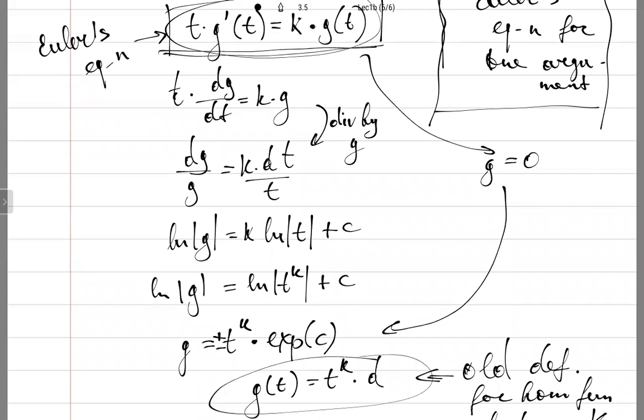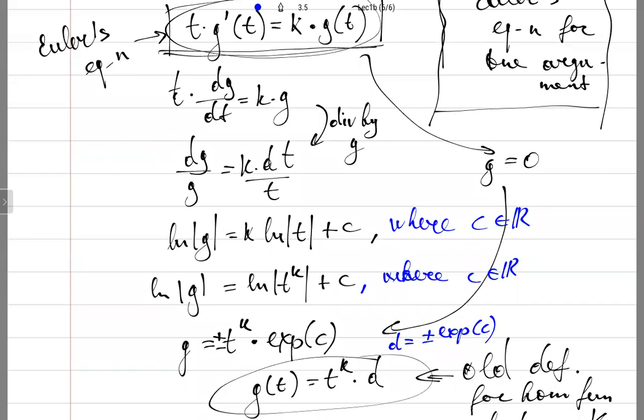So what is d in the last step? It's a constant. So here c belongs to R. And d is plus or minus exponent of c, and also I include zero. So in the final answer, d is a constant that belongs to R. Okay, thank you.